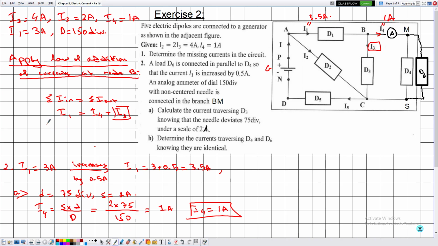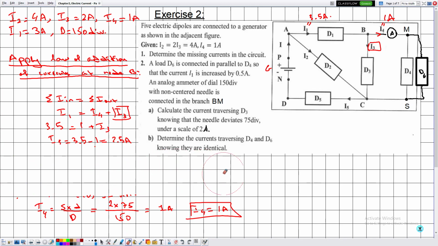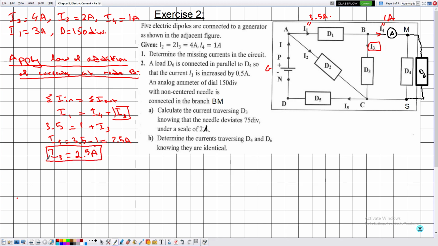So I1, which is equal to 3.5, is equal to I4, which is equal to 1, plus I3. Then I3 is given by 3.5 minus 1, which is equal to 2.5 amperes. So the value of I3 is equal to 2.5 amperes. And the trick in solving such type of exercises is to label the electric current on the circuit itself.